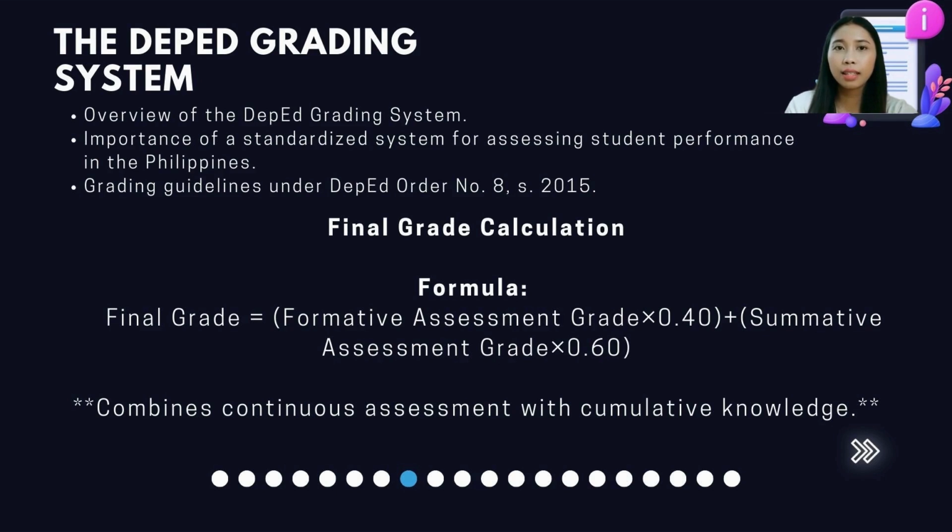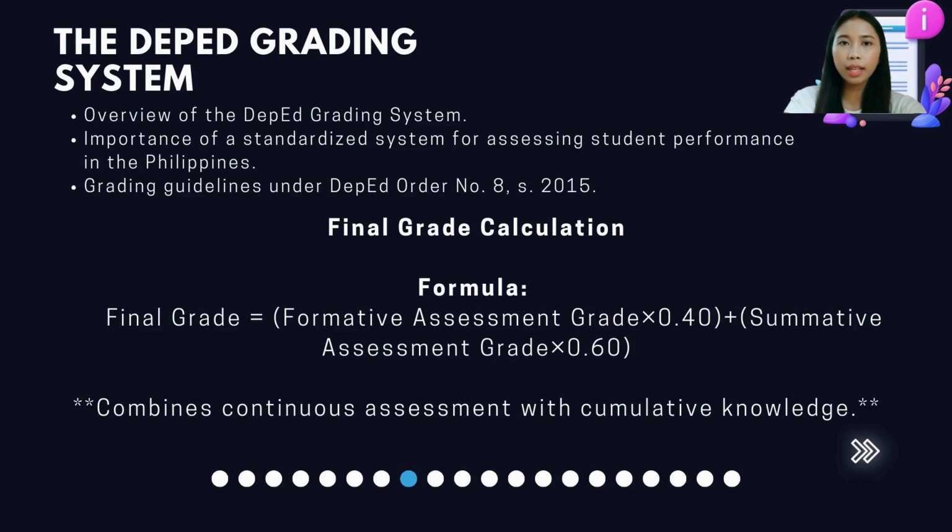And last is the summative assessment that includes major exams such as quizzes, unit tests, and quarterly assessment that evaluates cumulative learning. And lastly, the weight of components. The grading system considers both formative and summative assessment. In general, the weight distribution is as follows. Under the formative assessment is 40%, and summative assessment is 60%.